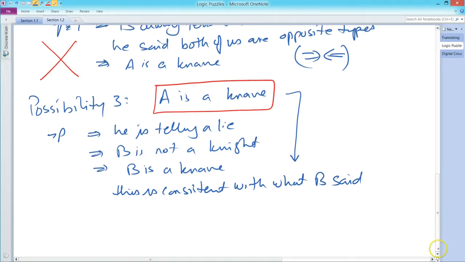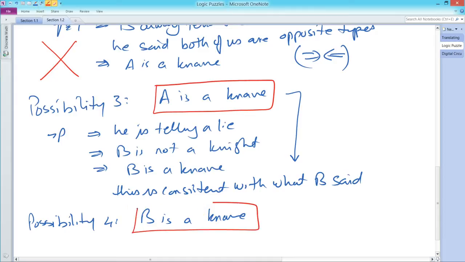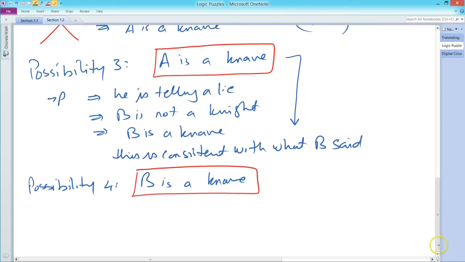So let me write the fourth possibility. Possibility 4 is, we're assuming that B is a knave. And let's see if we reach the same conclusion as we reached in possibility 3 over here. So let me highlight this. This is my assumption in possibility 4. Now, what I'm assuming here is not Q, because Q, if you recall, was the statement that B is a knight, then not Q is the assumption that I'm assuming.